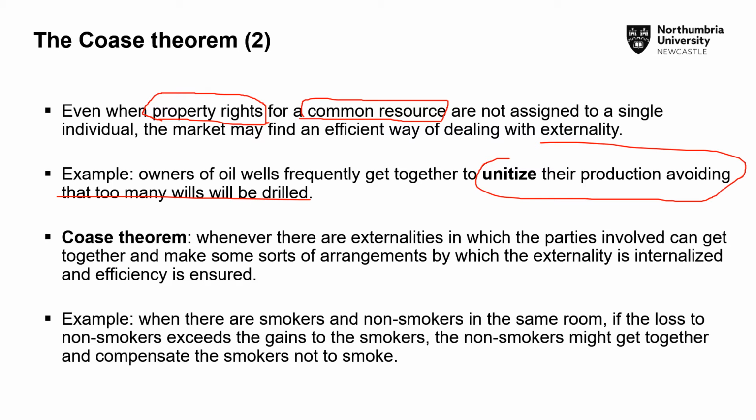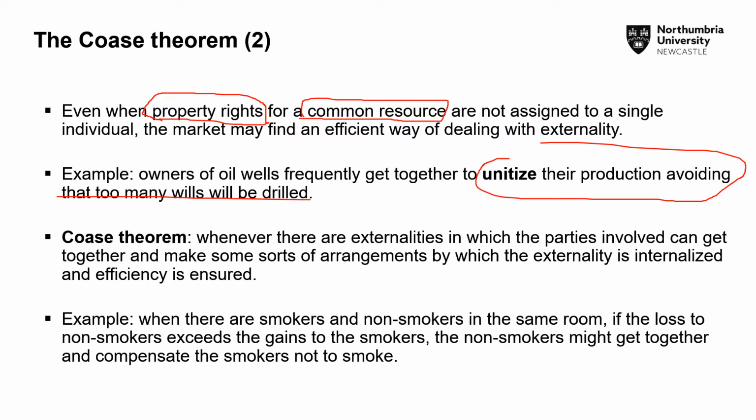What it proposes is that when there are externalities, parties can get together and make some sort of arrangement in which the externality is internalized and efficiency is ensured. An additional example, as set out in the textbook: let's say you have smokers and non-smokers. If non-smokers are bearing a high cost for the actions of the smokers, in other words smoke that they are forced to inhale, which is an externality, they can get together to internalize the externality and compensate the smokers not to smoke.